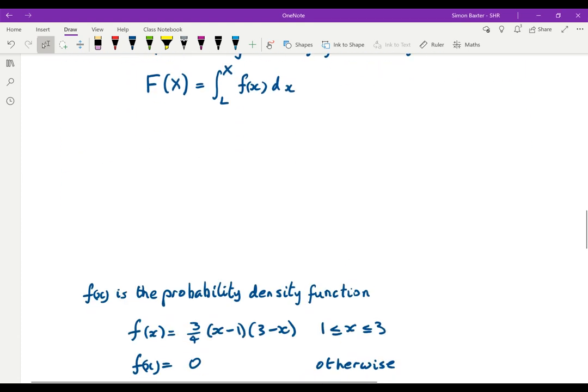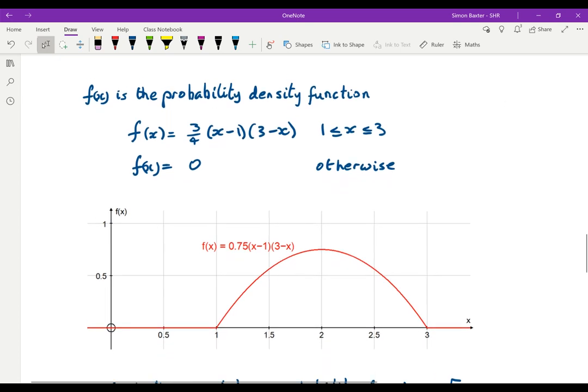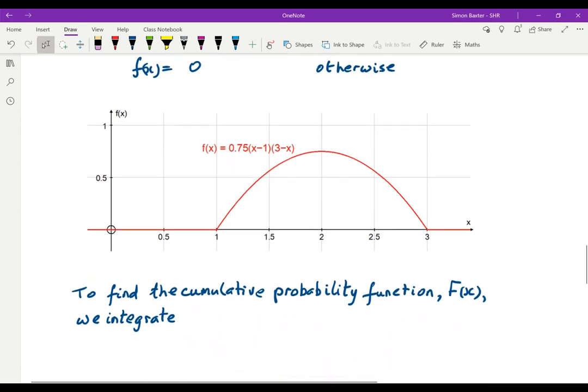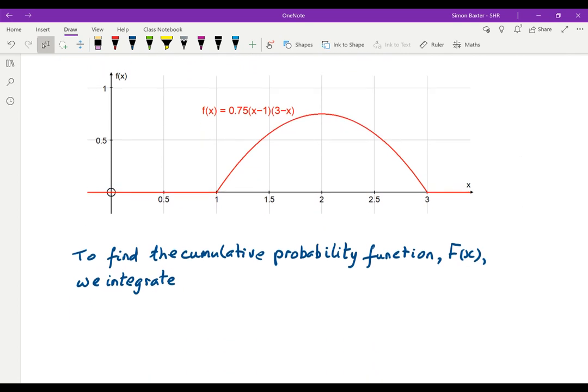So let's have a look at an example. Let's suppose that f of x, little f of x, the same one as I had just now, is 3/4 (x minus 1)(3 minus x), between 1 and 3 inclusive, and 0 otherwise. So here's a picture. The 0 bits, don't forget that you are expected to draw those when you sketch a probability density function. And here's the, what you might say, the interesting part. So that's your probability density function. To get the cumulative probability function, we need to integrate.